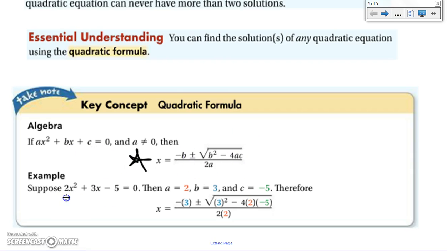Here's an example. 2x squared plus 3x minus 5. We know that a is 2, b is 3, and c is negative 5. So they are taking this exact formula and plugging in a, b, and c appropriately. Then from there we will simplify it down, but this is a look at what it's going to look like when you plug into your quadratic formula. So let's try some examples.